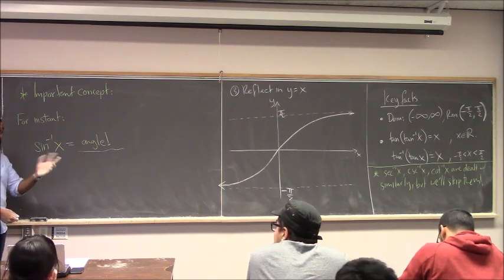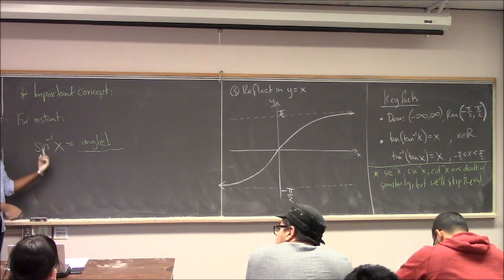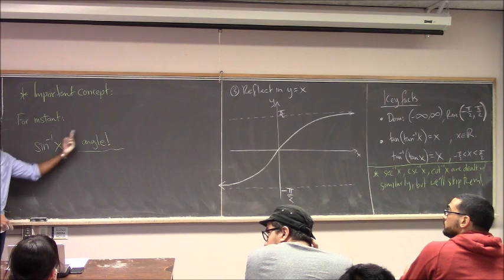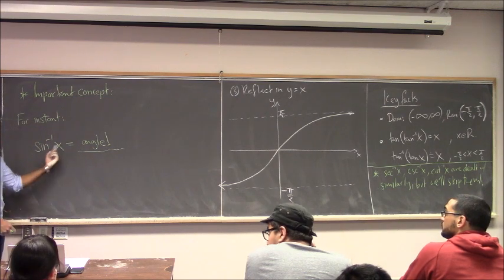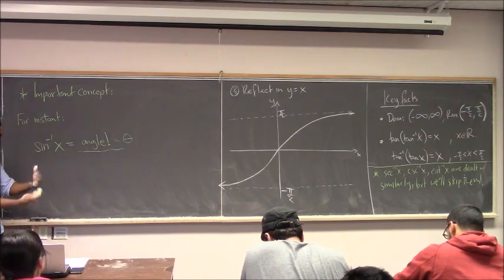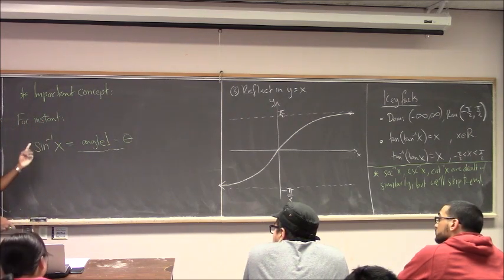Because remember, the trig functions work the opposite way. You plug in an angle and you get a number. The inverse trig function, of course, goes backwards. You plug in a number, the output is an angle. So you always think of this as being some kind of theta. The output is a theta value. So that's going to be important for you to know.